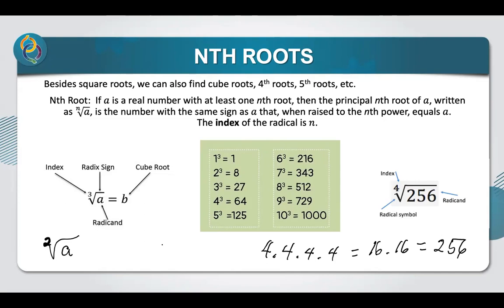Those are what we call nth roots. You can move on to fifth root and sixth root and so on. The idea is that whatever the index is, that is the number of times you multiply the root by itself to get the number under the radical sign.